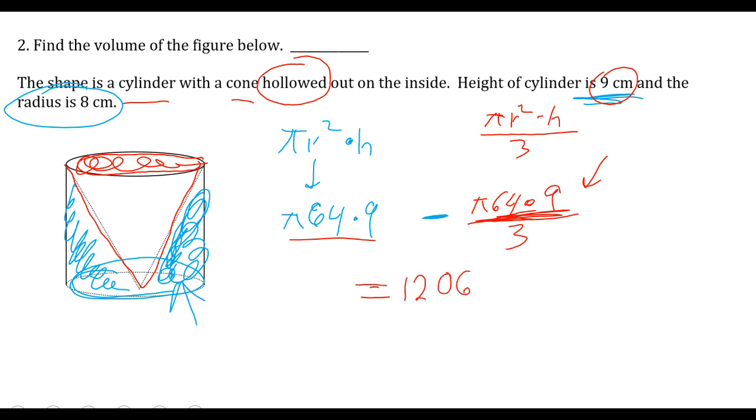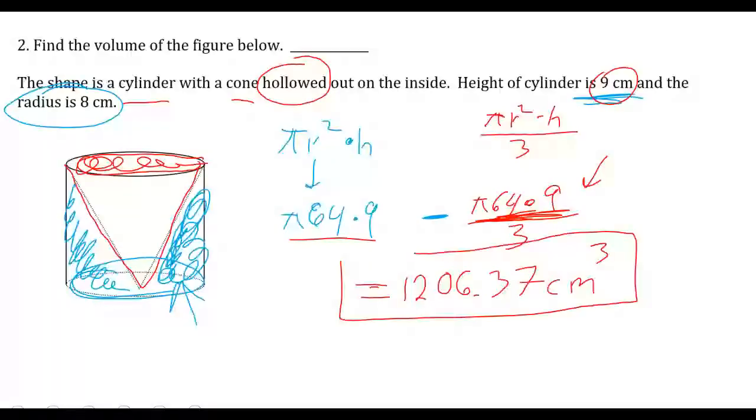I get 1,206.37 centimeters cubed. If you get a negative number, that definitely means you got something wrong because you can't have a negative volume, just like you can't have a negative area.